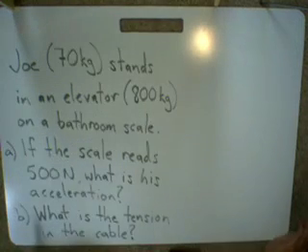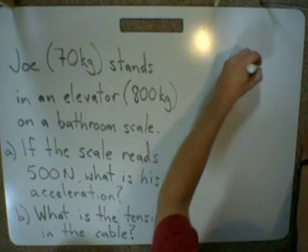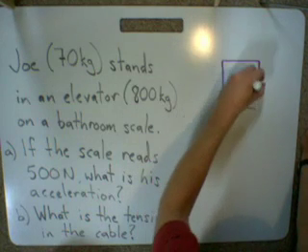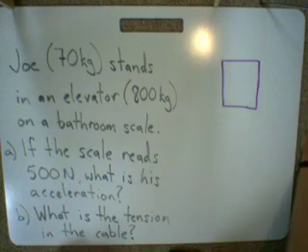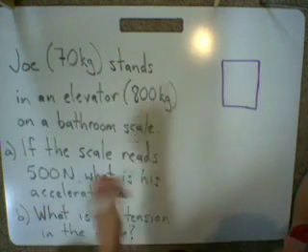Now we're going to do the second part of this problem, which is what is the tension in the cable. So again, I got to do my first step. The first step is to draw your free body diagram. So here is, and this looks just like the elevator. There's a box to represent the elevator. And we want to draw the forces acting on the elevator. Now remember, our elevator has Joe in it, so we'll have to keep that in mind a little bit later.